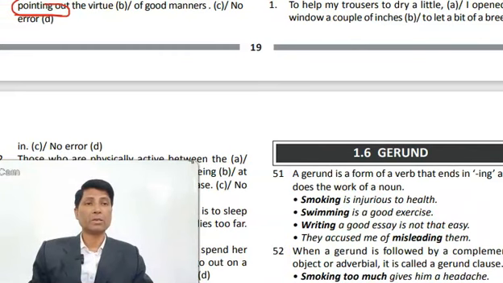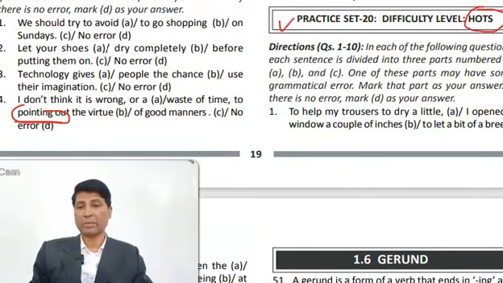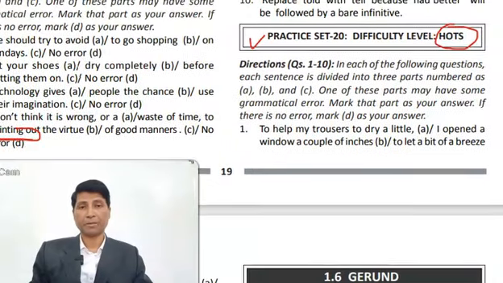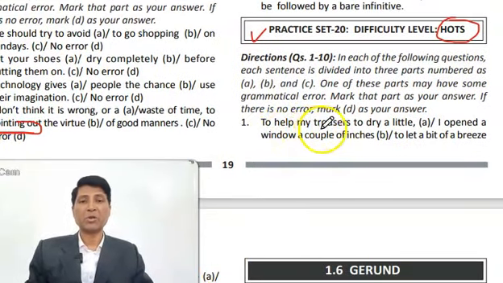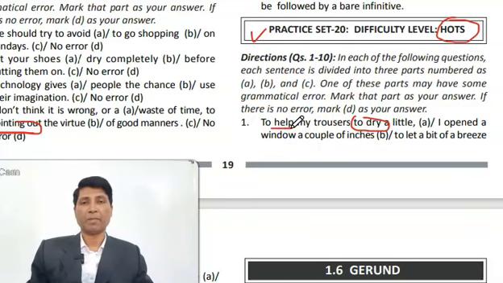Now let us move to this part. Let us analyze the first part. To help my trousers to dry a little. This to dry is wrong. Now why is it wrong? Because of the use of help. We have studied that the verbs help, bid, let, make are followed by a bare infinitive. So here to dry should be dry. Now let us move to the next question.